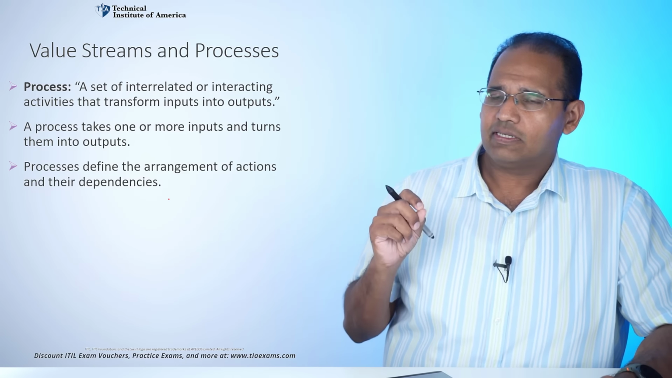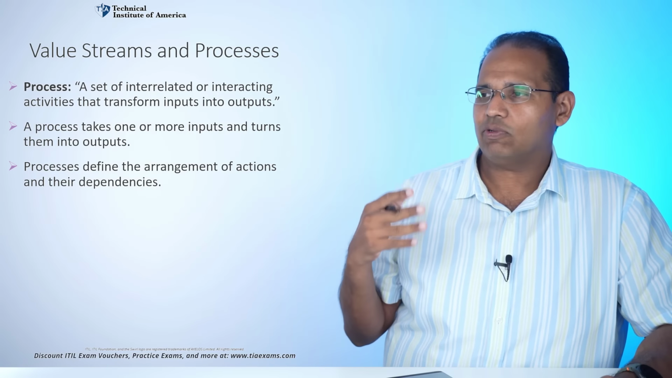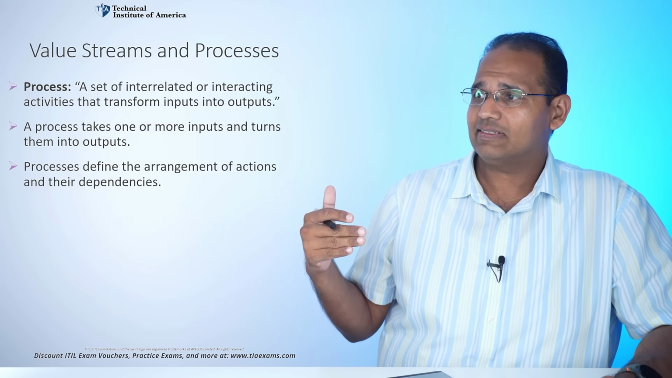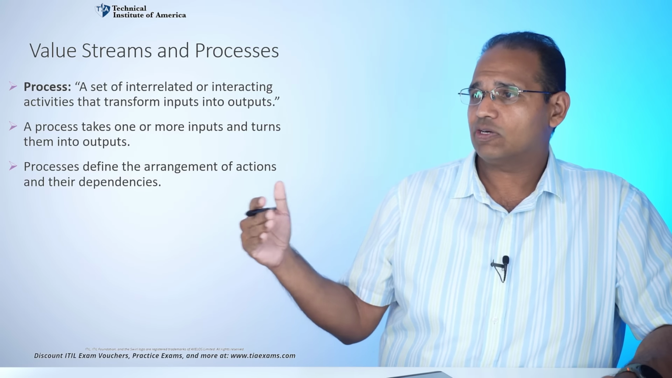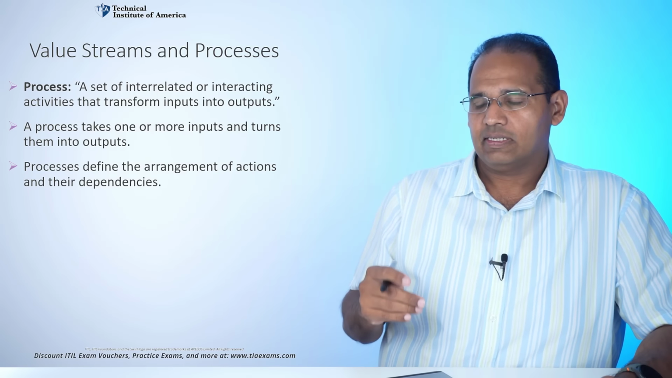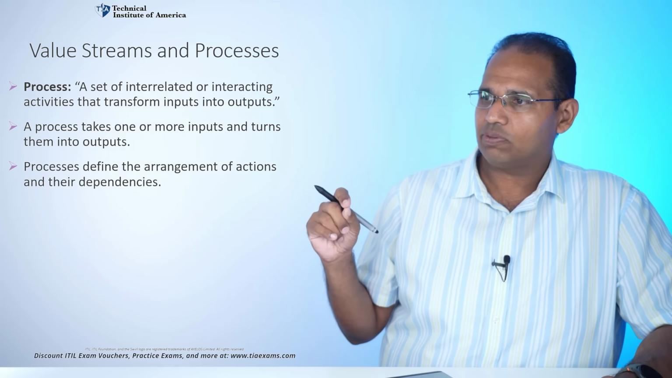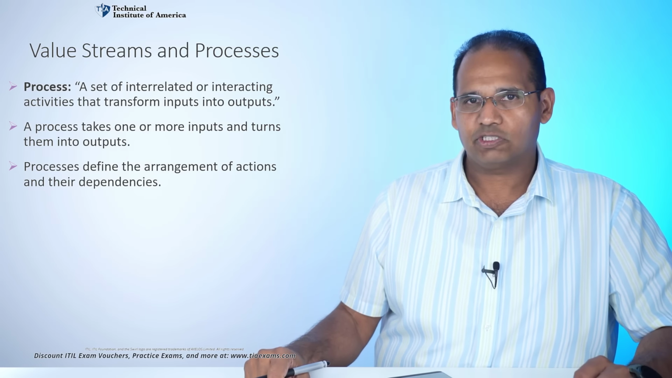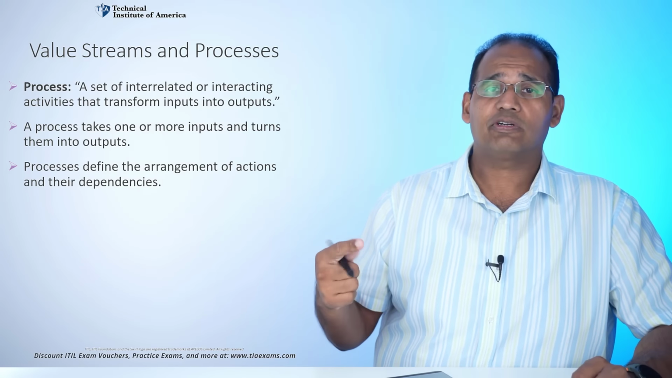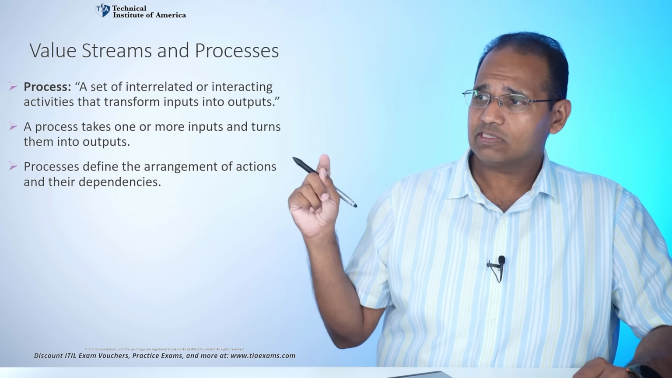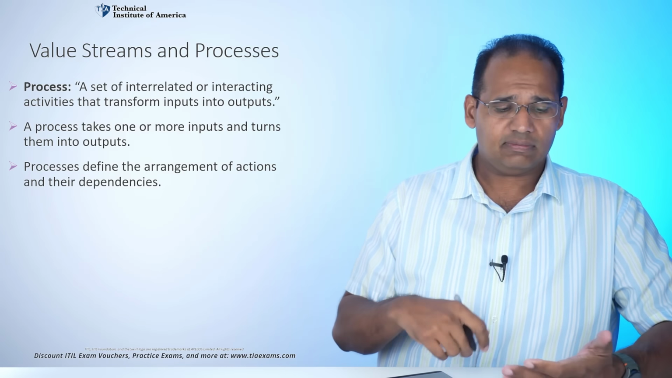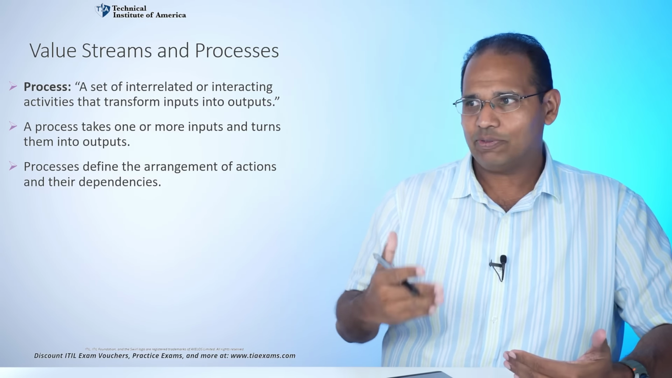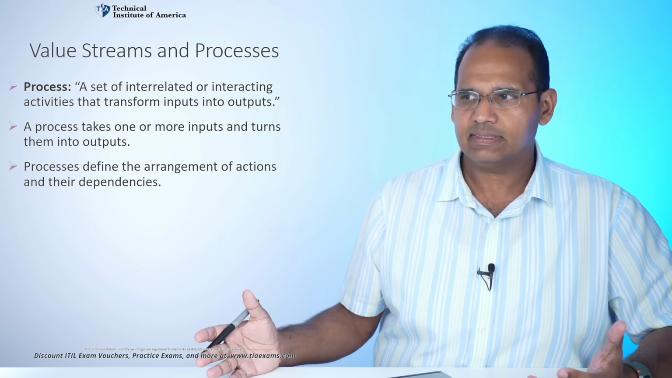Now, terms. We talked about value stream, but what's a process? A process is a set of interrelated or interacting activities that transform inputs into outputs. So a process takes one or more inputs and turns them into an output. Brushing your teeth is a process. What are the inputs to brushing your teeth? Well, toothpaste and toothbrush and mouthwash. Now, what's the process of brushing your teeth? Well, you're going to put the toothpaste on the toothbrush, you're going to brush your teeth, then you're going to flush out with the mouthwash. What is the output? Fresh breath and no cavities.